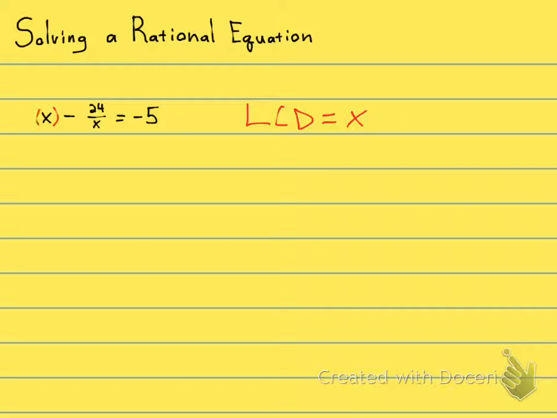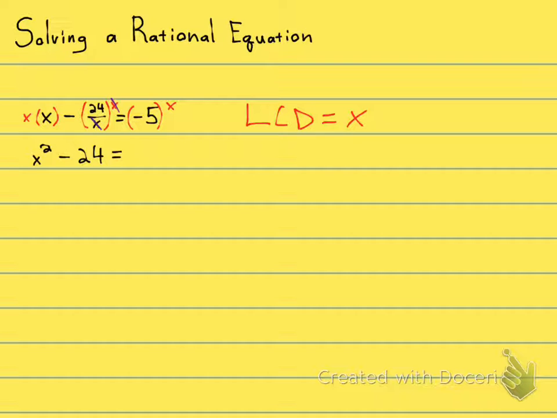This first term times x. This next term times x. And this last term times x. Everything, not just the ones that I will cancel my denominators, every term times x. Now this first term, x times x, that's going to give me x squared. So it looks like I'm going to have a quadratic equation here. Next, this x and this x cancel out, so I have minus 24.